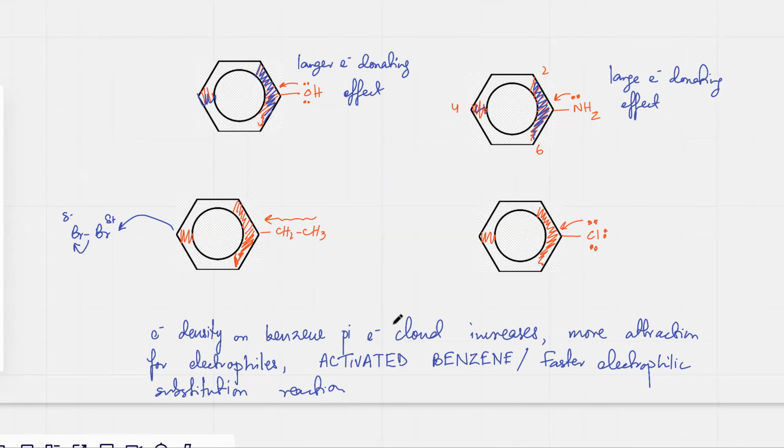The electron density on the benzene pi electron cloud increases, and there's more attraction for electrophiles, and the benzene becomes activated because of the greater electron density. So there's going to be a faster electrophilic substitution reaction. The bromine will be more attracted to a benzene that has an electron donating group attached to it.